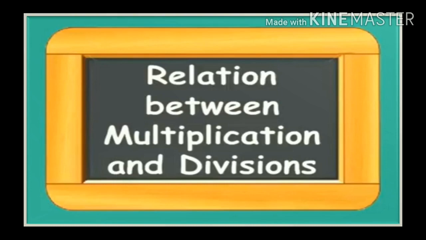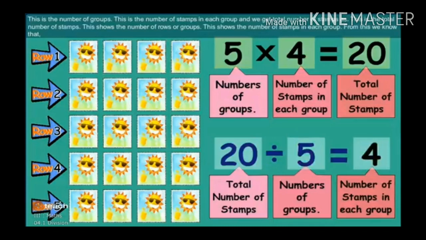Now, relation between multiplication and division. So, student, you can see here 5 rows and 20 stamps are there and each row consists of 4 stamps. Now, we can say in multiplication fact, number of groups multiplied by number of stamps in each group is equal to total number of stamps, which means 5 multiplied by 4 is equal to 20.